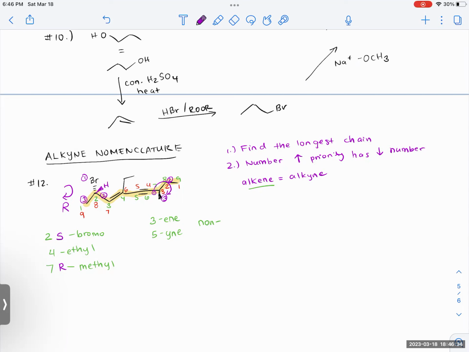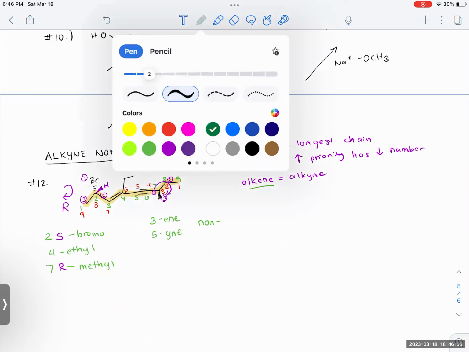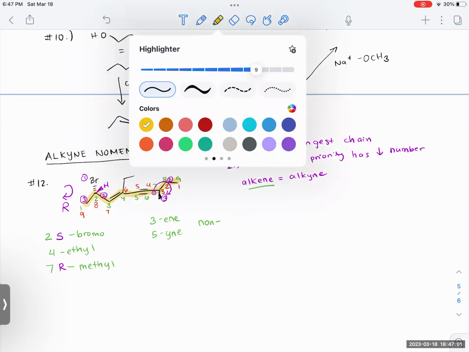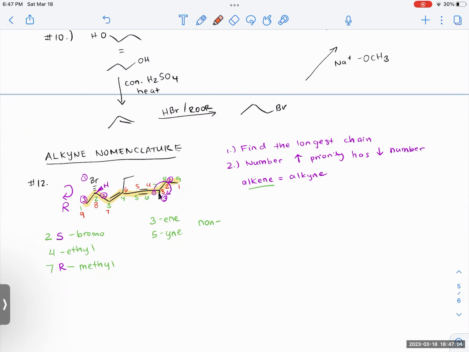So E or Z. Z is for zusammen in German, which means together, and entgegen, which means opposite or against. So we want to look at our substituents here. I'm running out of colors, but let's do, okay. Our biggest substituents happen to be this one and this one. So they're actually on opposite sides. Because they are on opposite sides, it's going to be E.